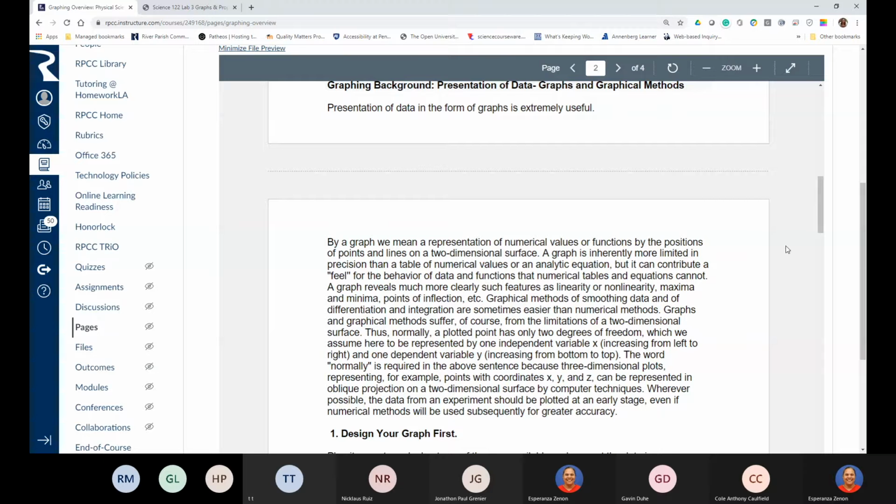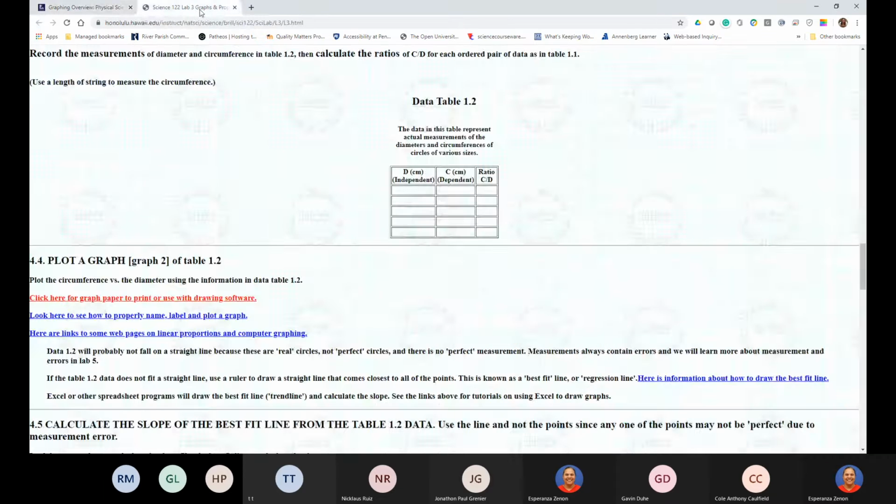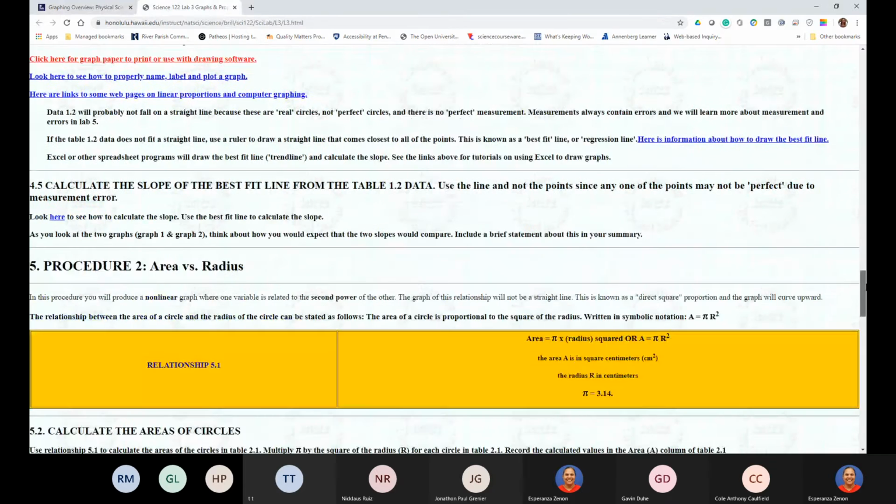All right. So it says here, the presentation of data in the form of graphs is extremely useful. And then the question I would have is, okay, well, why is it useful, right? Well, because when you utilize a graph, you have a visual feel for your data, okay? So in here, when we talk about a graph, we're going to be talking about a graph on a 2-dimensional surface.